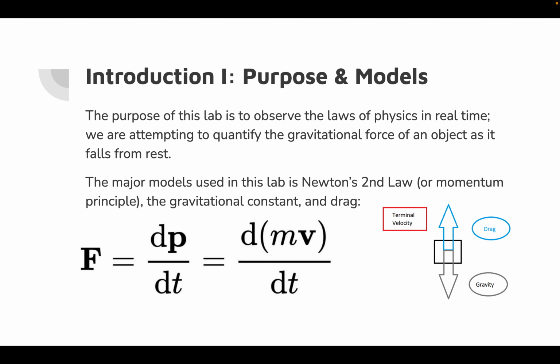So, for part one of the introduction, the purpose of this lab is to observe the laws of physics in real time, as similar to the last one. And this time we're attempting to quantify the gravitational force of an object as it falls from rest. The major model used in this lab is still Newton's second law, also known as the momentum principle, and this time we're factoring in the gravitational constant, or the force on an object due to gravity, as well as drag.